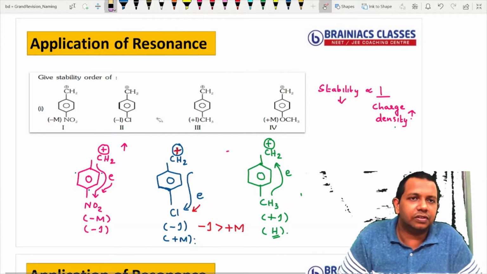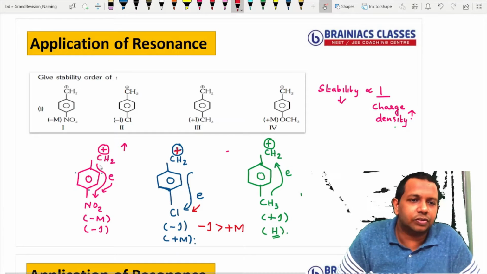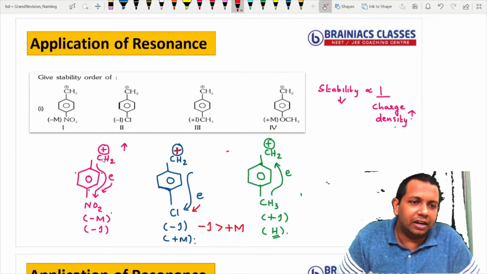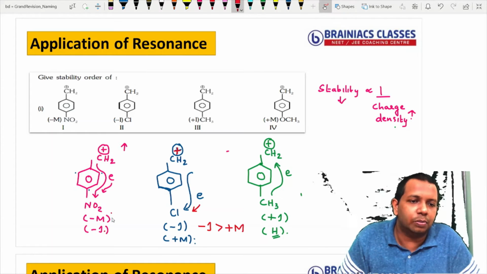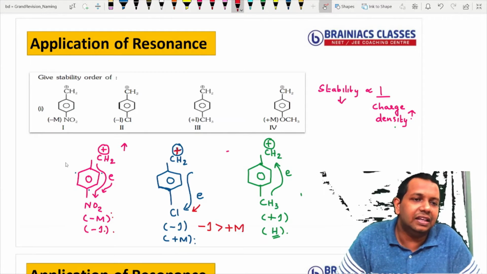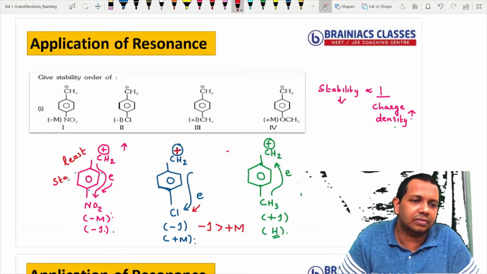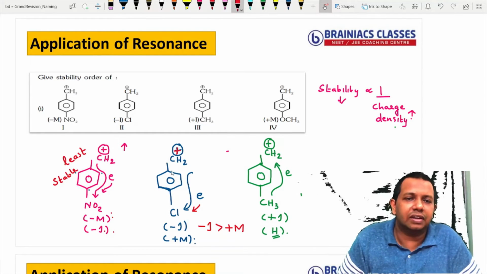The first species that is shown here is the most unstable one. Why? Because the minus M effect is destabilizing the plus charge, correct? The minus I effect is also destabilizing the plus charge. So in both, due to the minus M effect as well as the minus I effect, the charge density keeps on increasing. That means this is the least stable. So I can say the second species is more stable than this one.